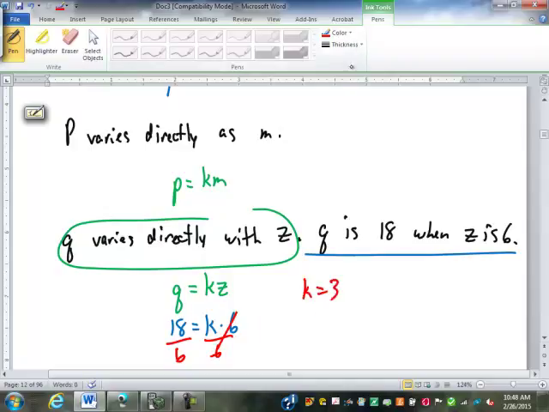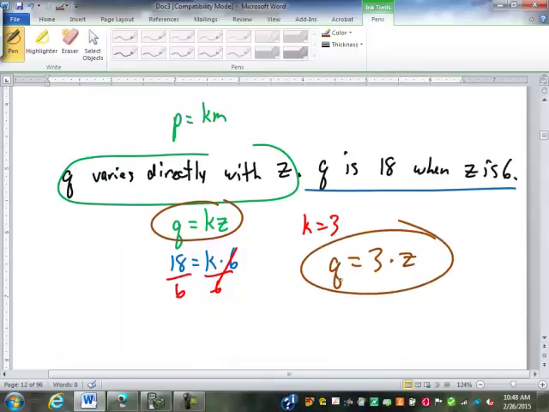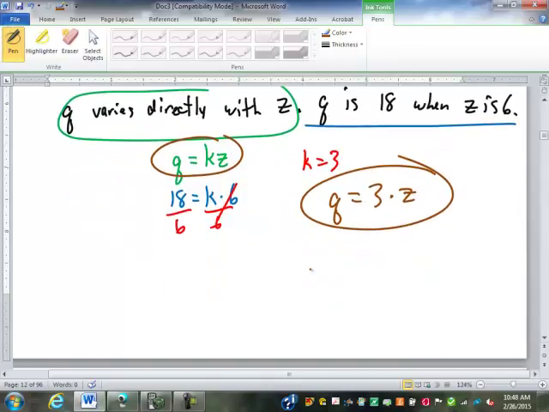And once we know that K equals 3, we can get a better definition of this relationship by saying, instead of Q equals K times Z, we can say Q is equal to 3 times Z. And we now have a much more defined relationship. Make sense?